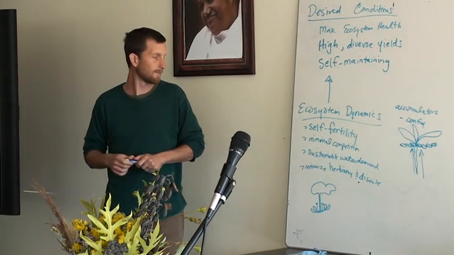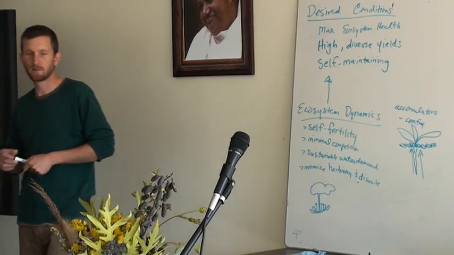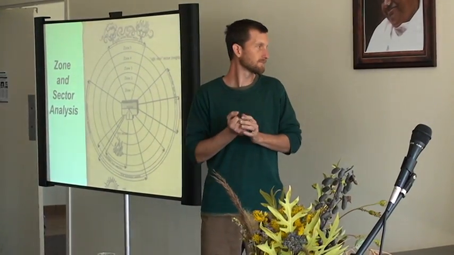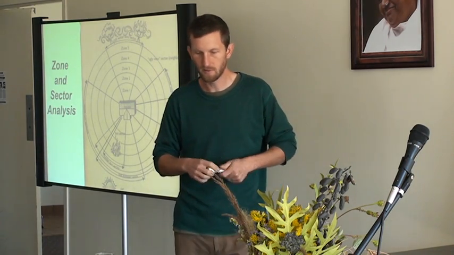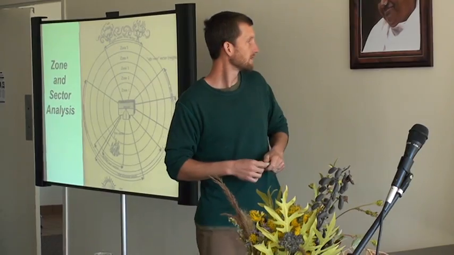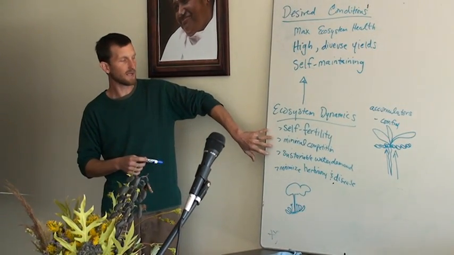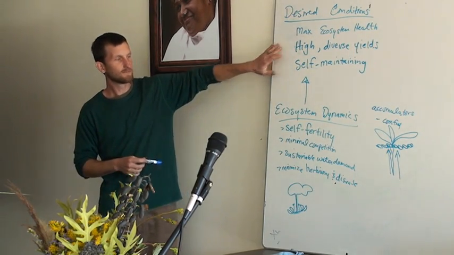What does that say? Minimize herbivory, like insects and animals that are going to eat your trees or plants. So these are the ecosystem dynamics, the things that you want to create or have happening to achieve these conditions.